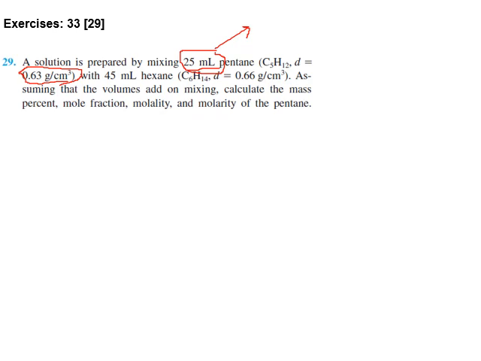You're not going to need the 25 milliliters. You may need those, but to start off with, what we're going to do for the first two at least is figure out how many moles we have of pentane and how many moles we have of hexane. So to do that, you're going to need the grams.